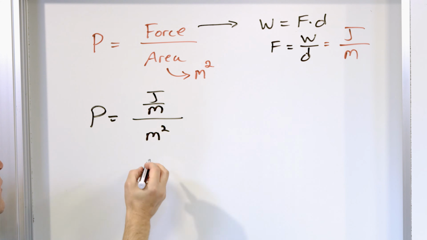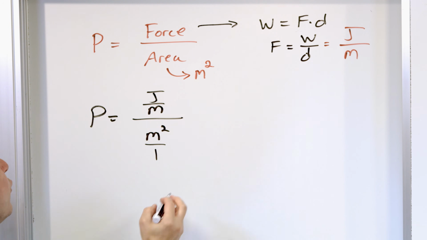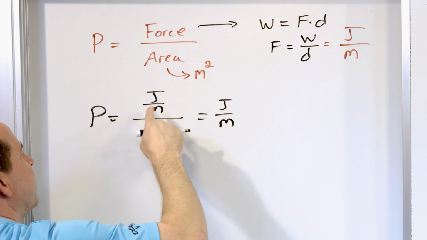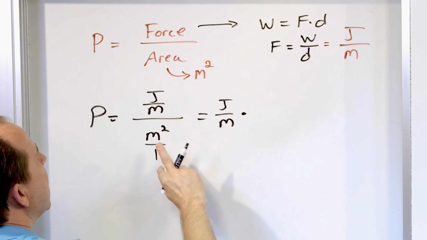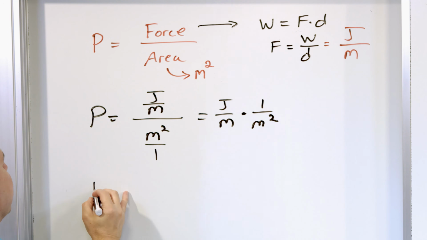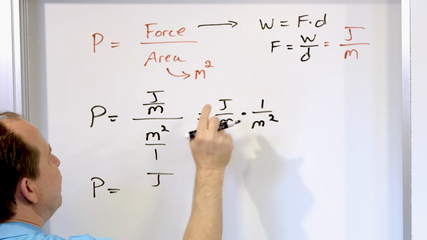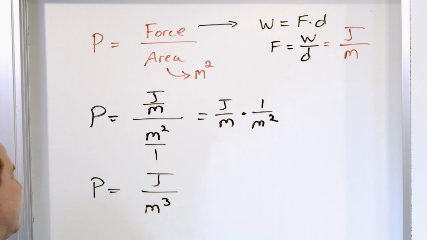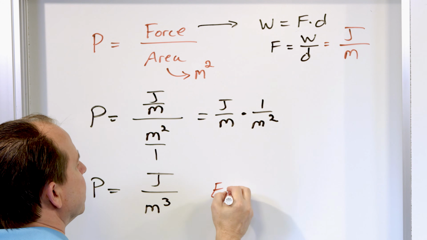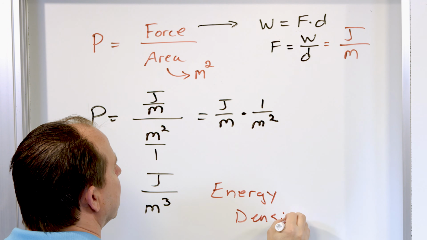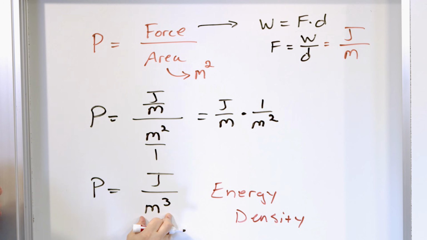And as you remember from algebra, the denominator you can take to be over 1. This is a fraction division, so you can flip and multiply, which means 1 over meters squared right here. And so the pressure, you can think of it as being joules on the top and meters cubed on the bottom. And this is literally called an energy density. How many joules exist in every cubic meter of space? That's another way to think of pressure.